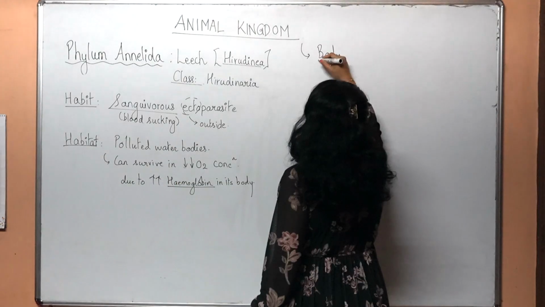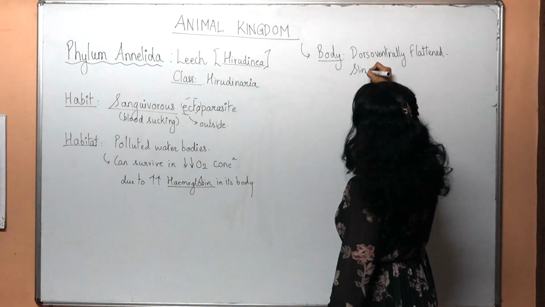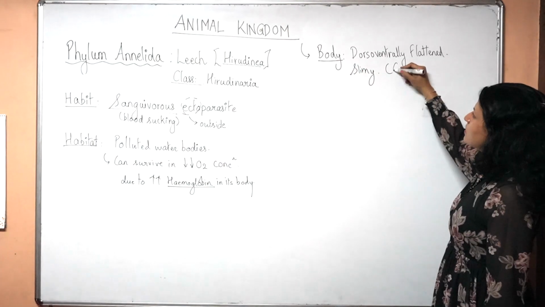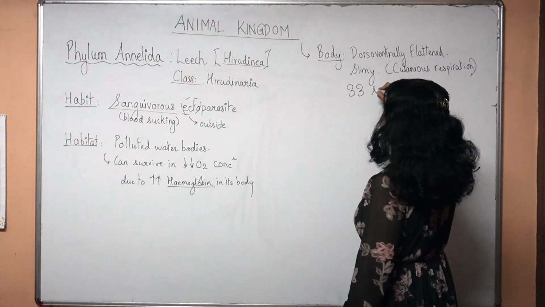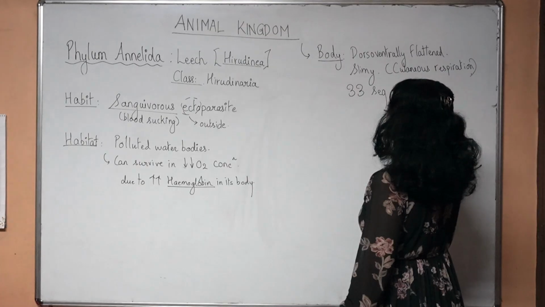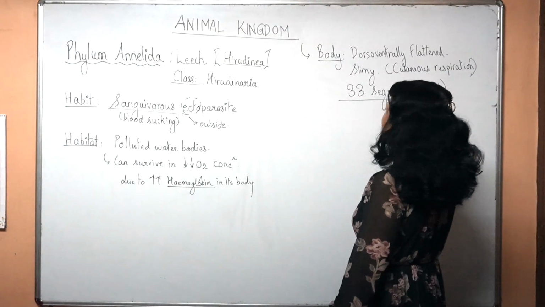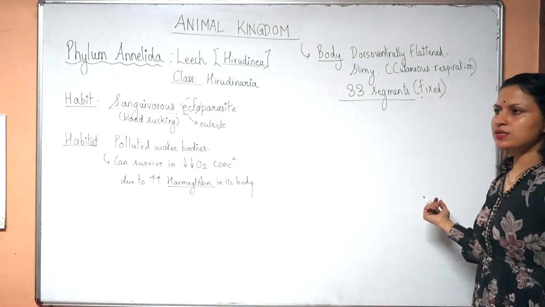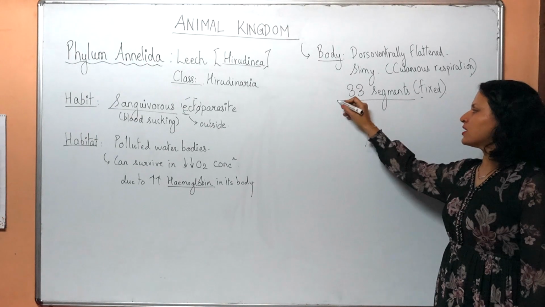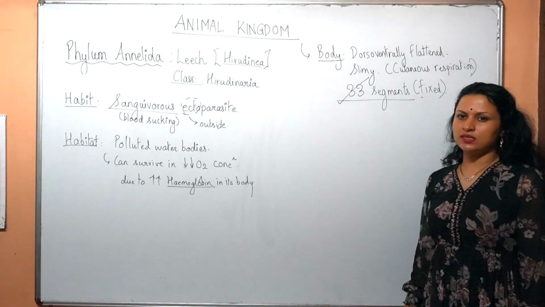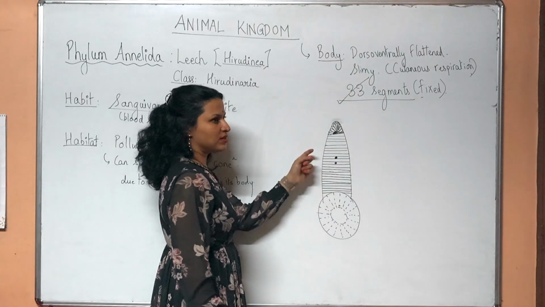Its body is said to be dorsoventrally flattened, said to be slimy with a lot of mucus. It's slimy for cutaneous respiration, just like the earthworm. It is known to have these 33 fixed segments. This number is fixed, unlike the earthworm, which may have 100 to 120 segments. The number of segments is variable in earthworm and nereis, but in the leech, the number of segments is fixed, which is 33. This is important. So this is the leech and the number of segments needs to be 33.